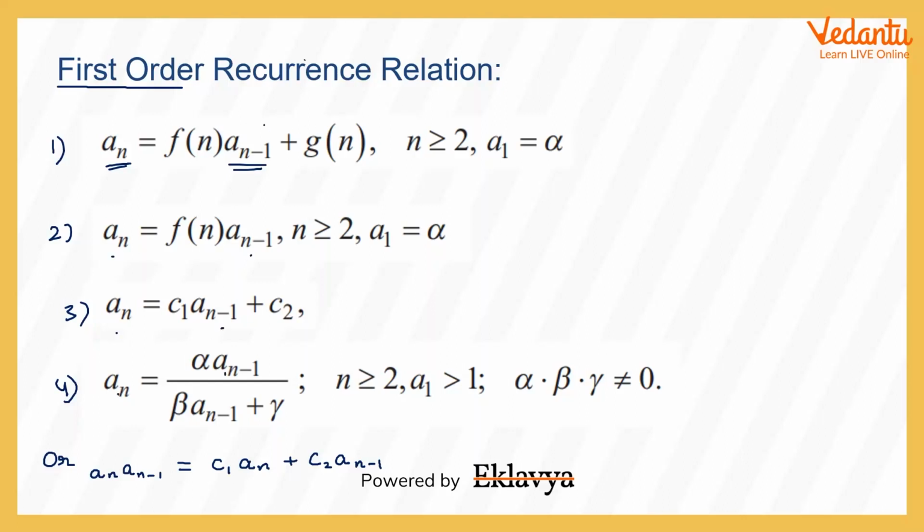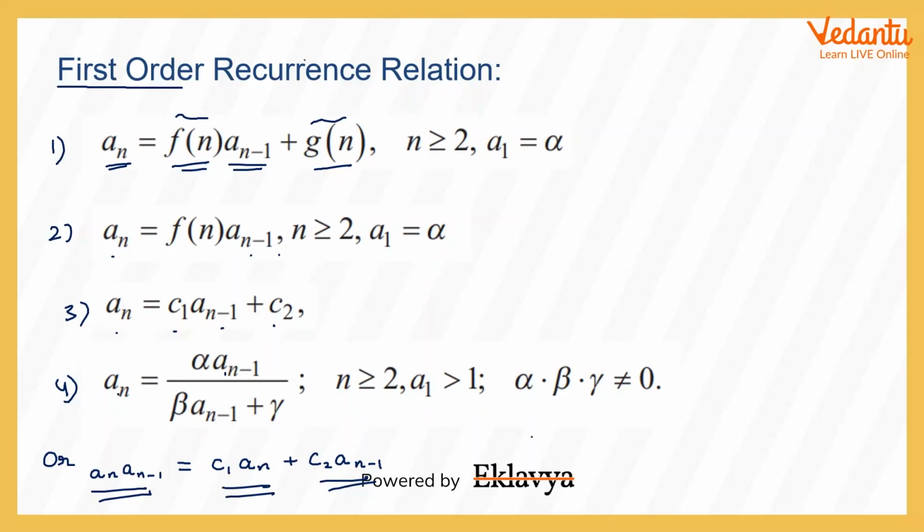Although in the first one, this a_(n-1) is also multiplied with f_n and added with g_n. In the second one, you can think of g_n as 0. In the third one, you can think of f_n and g_n as constant numbers c1 and c2. Whereas in the fourth one, some expression of a_(n-1) is written in the reciprocal also. So if you cross multiply, you will find a_n getting multiplied with a_(n-1), and on the right hand side, linear terms of a_n and a_(n-1).